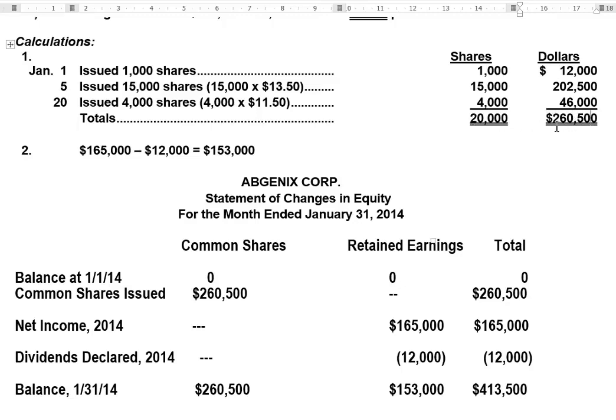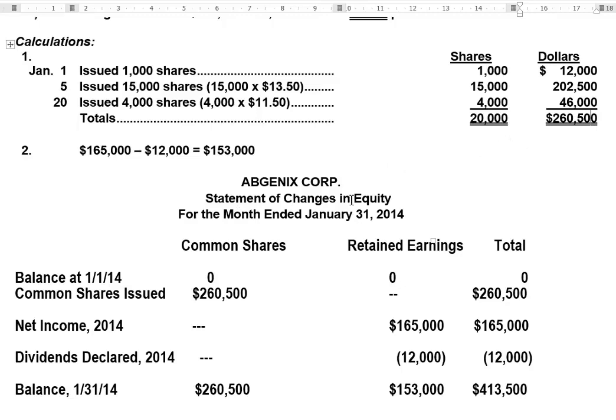So if you remember, we calculated that 20,000 shares were issued during the month of January, and the total amount of common share equity that was created when those shares were issued was $260,500 during the month of January.